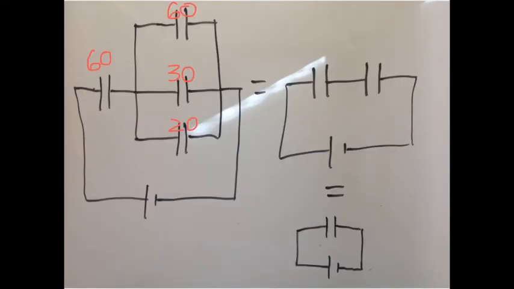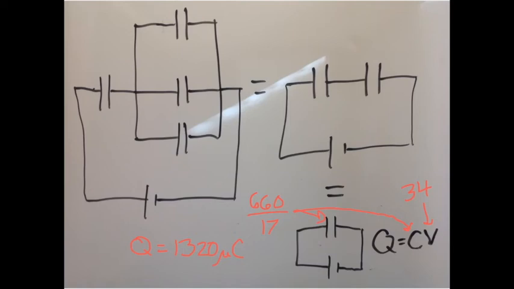Step 1, complete the simplification. Step 2. And the final answer for the equivalent capacitance, whatever that decimal is. Now we have to find the charge and voltage on each one. Remember, as usual, we start at the end. There we go. The charge on the equivalent capacitor for the whole thing is 1,320 microcoulombs. Now go up to the next layer. Pause me.